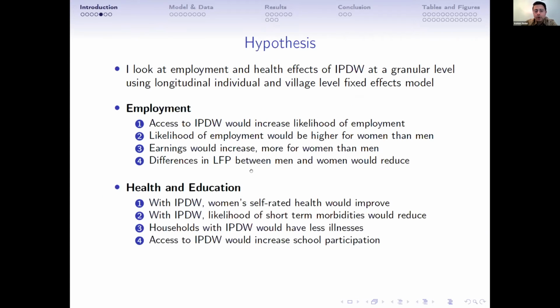So these are the questions that we are trying to address. This is the hypothesis that we put forward. With regards to employment, we argue that access to piped drinking water would increase the likelihood of employment, more for women than men. Earnings would also increase more for women than men, and differences in labor force participation between men and women would reduce with access to piped water. We also argue that access to piped water reduces health problems for women. It also reduces short-term morbidities, and it leads to fewer illnesses and higher school participation for children, more for girls than boys.